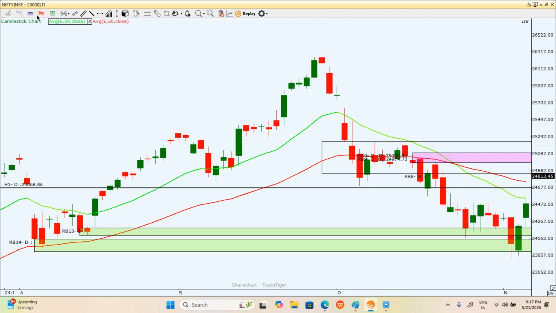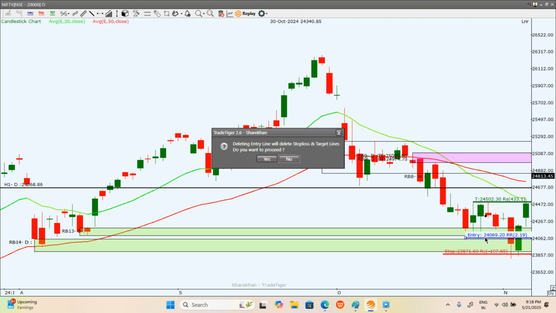So if I would have kept my entry somewhere here and stop loss somewhere here, the target would have been 2:1, probably here. So yes, it has given me a good 2:1 target.